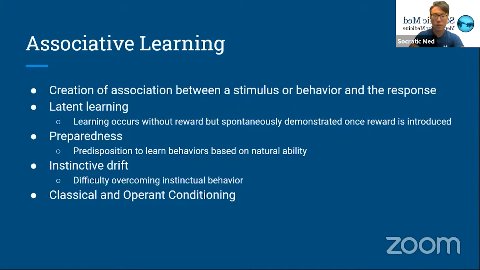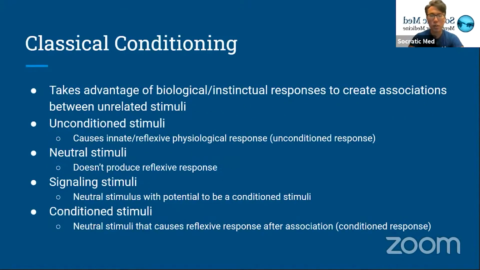The first part I'm going to go over is classical conditioning. That's when you take advantage of biological and instinctual responses to create an association between unrelated stimuli. In classical conditioning, you take something biological, something you were born with, and you use that to create a specific behavior that you're looking for.